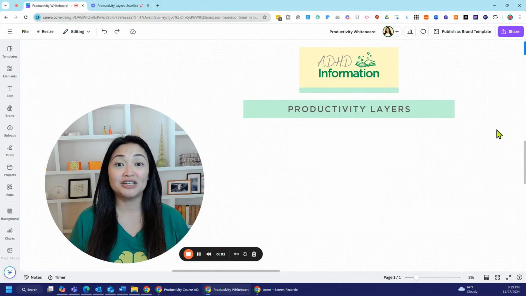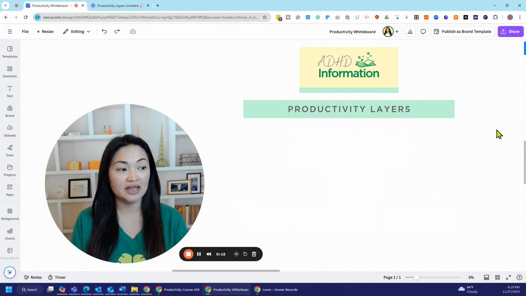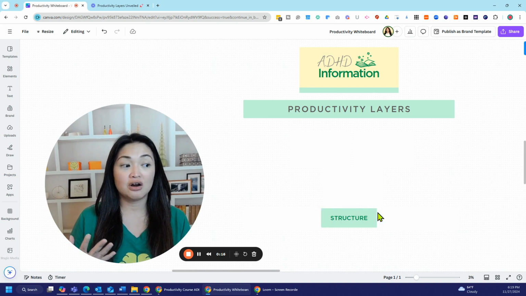Let's talk about productivity layers. I'll tell you the terminologies first, and then we'll elaborate on that and give you examples. So, at the very bottom of a productivity layer is the structure. Structure is the foundation of your productivity layers.